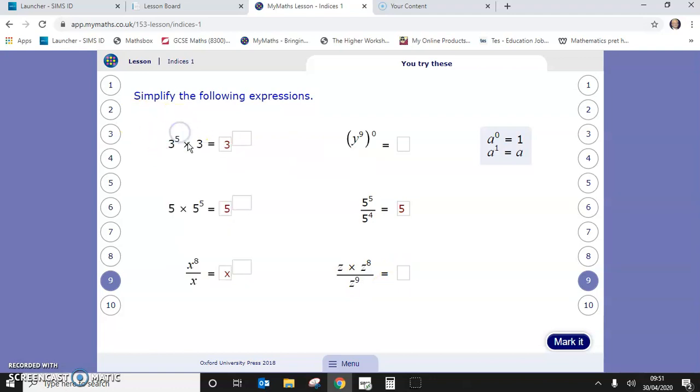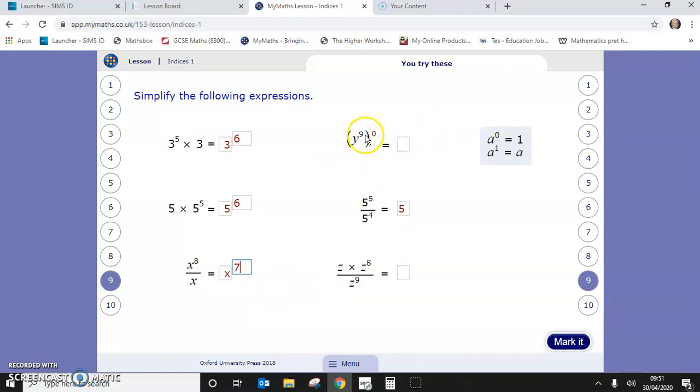3 to the power of 5 times 5, that's to the power of 1. So 5 plus 1 gives me 6. Again, this is exactly the same but in reverse. So I've got power of 1, power of 5 is going to be to the power of 6. X to the power of 8 divide by 1 lot of x is going to take away 1 from the 8. X to the power of 7.